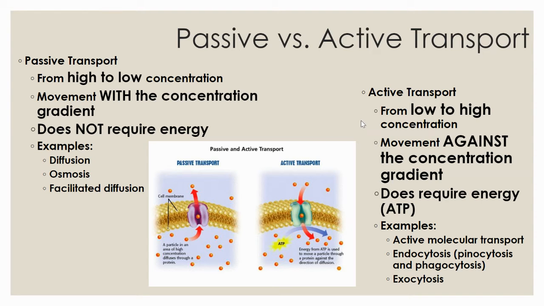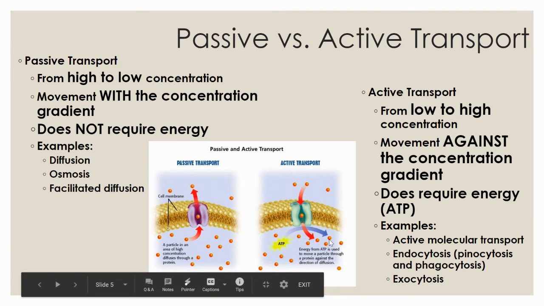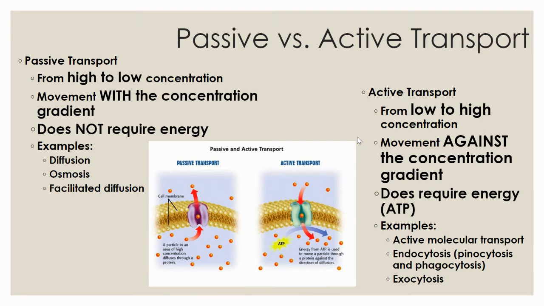Now, active transport is from low to high. It's seen here: low concentration, very few particles of solute, and high concentration of solute down here, a lot more particles. So we're going from a low concentration to a high concentration. That's moving against the concentration gradient, and it does require ATP energy. We'll learn more about ATP later, but it does require energy. Examples include active molecular transport, endocytosis, and exocytosis. You can remember active transport: low to high, go against the tide.